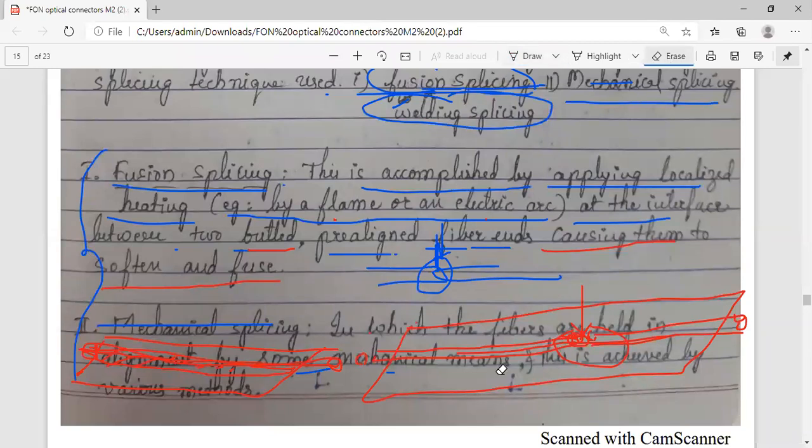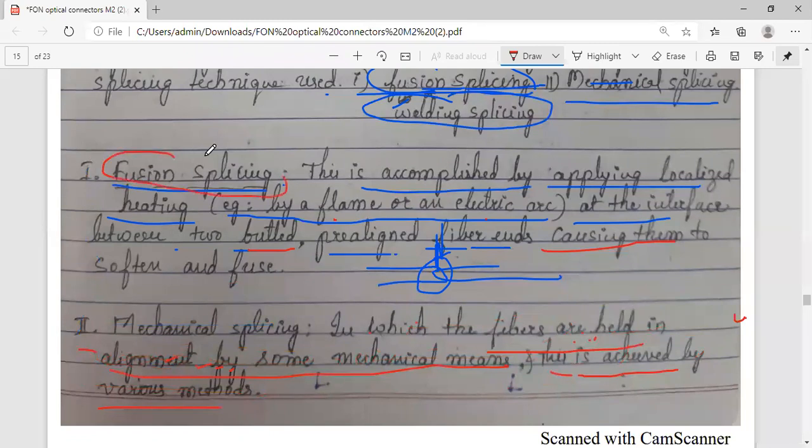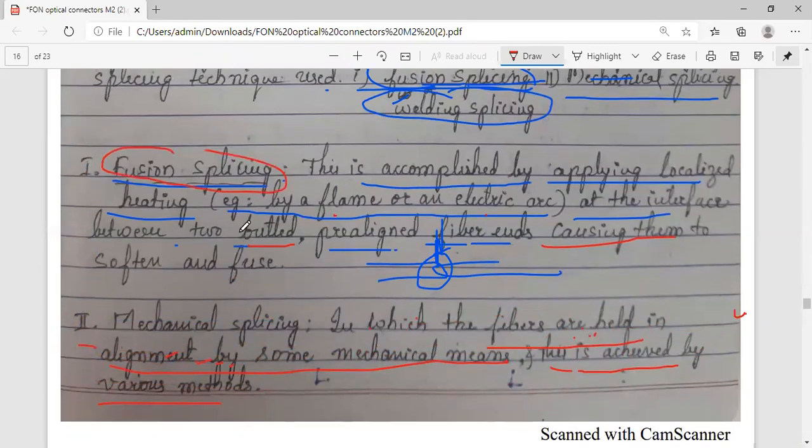Now coming to the second type, it is called mechanical splicing, the second category of splicing. In mechanical splicing, the fibers are held in alignment by some mechanical means. We will be looking in detail at the different mechanical splicing techniques. Again, you join two optical fibers permanently. Okay, now let us go in depth into fusion splicing first.